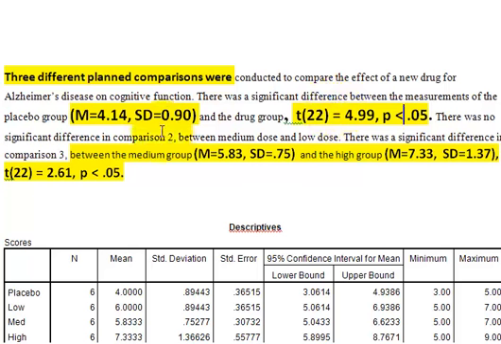There was no significant difference in comparison 2 between the medium dose and the low dose, but there was a significant difference in comparison 3. Again, when you see that word significant, you have to write up the means of the groups you're talking about, the standard deviations, and the actual t-test results. Okay, boom. So I'm going to move on to your within group.